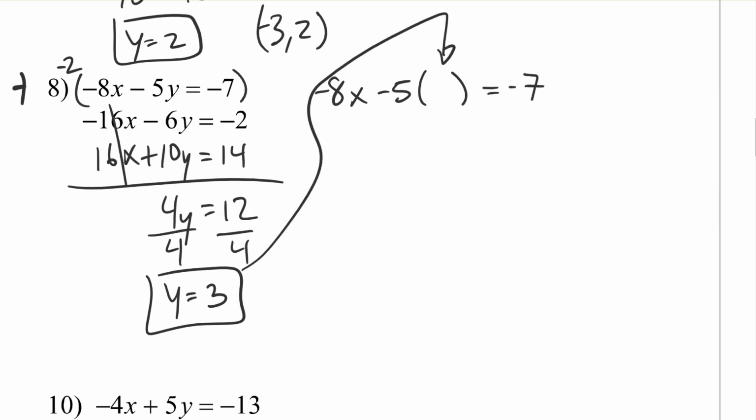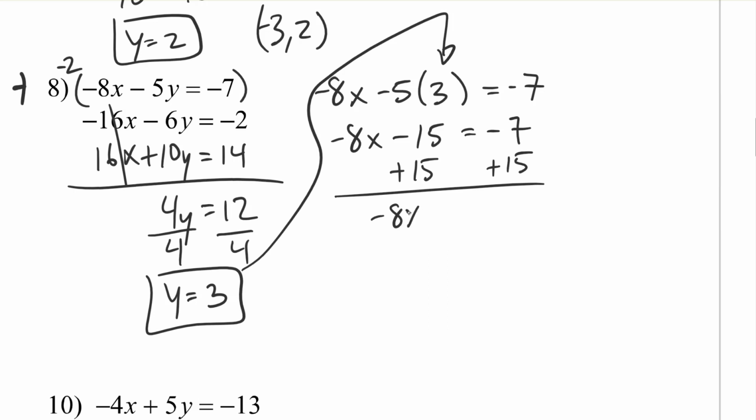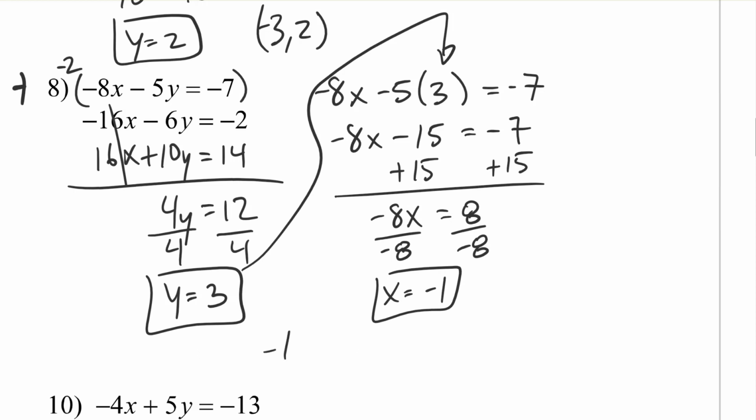Take this next equation, negative 8x minus 5y equals negative 7. Substituting in a positive 3, negative 8x minus 15 equals negative 7. Add 15 to both sides, and we get negative 8x equals 8. Divide by negative 8, and x equals negative 1. So our solution is negative 1, 3.